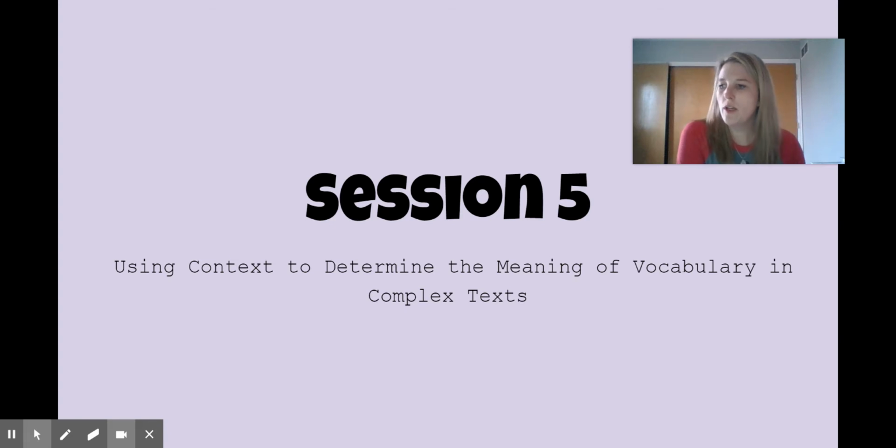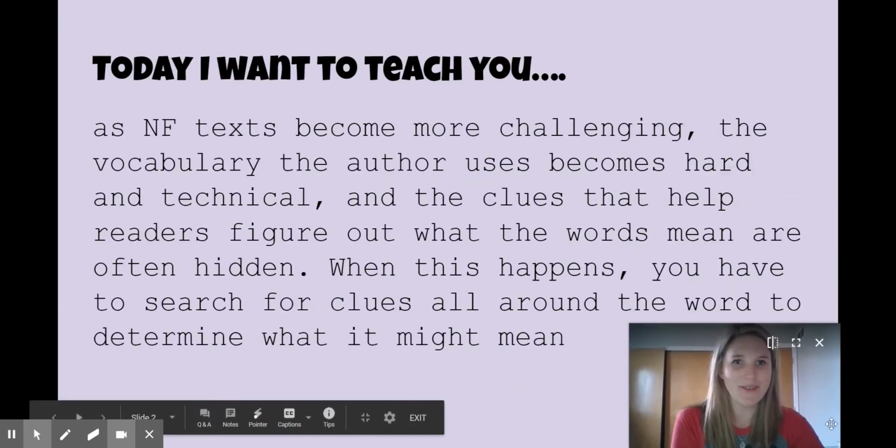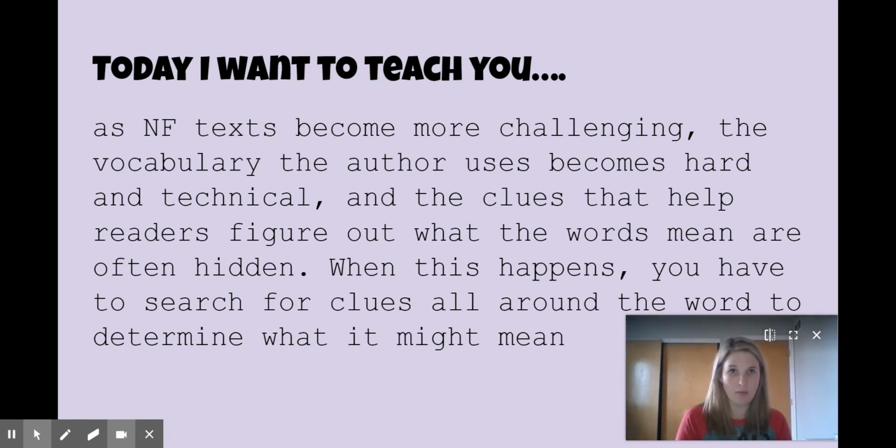This is true just like it is with nonfiction texts. We start out with something really easy, and then we notice as time goes on, it gets a little bit more challenging. What's tricky is that it's not becoming challenging in just one way, it's multiple ways. So today I want to teach you that nonfiction texts become more challenging: the vocabulary the author uses becomes harder and technical, and the clues that help readers figure out what the words mean are often hidden. So when this happens, you have to search for clues all around the word to determine what it might mean.